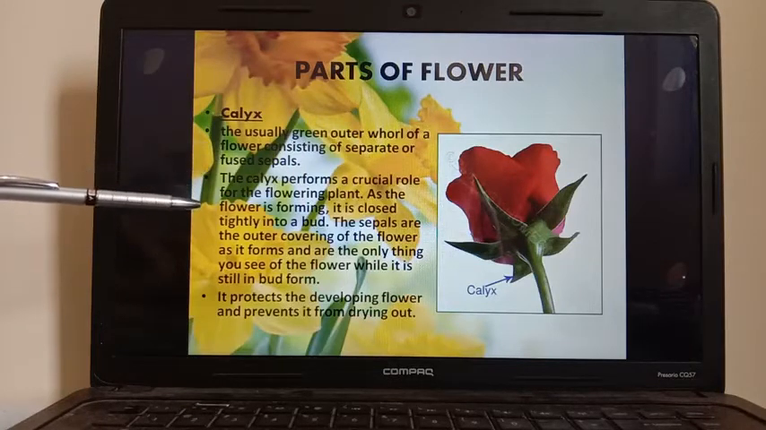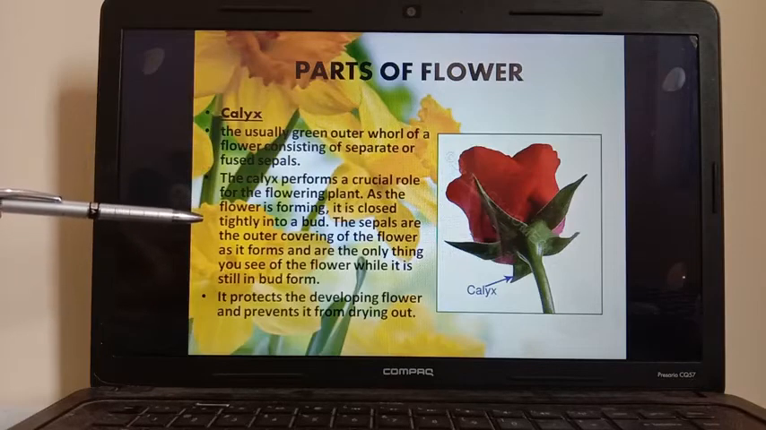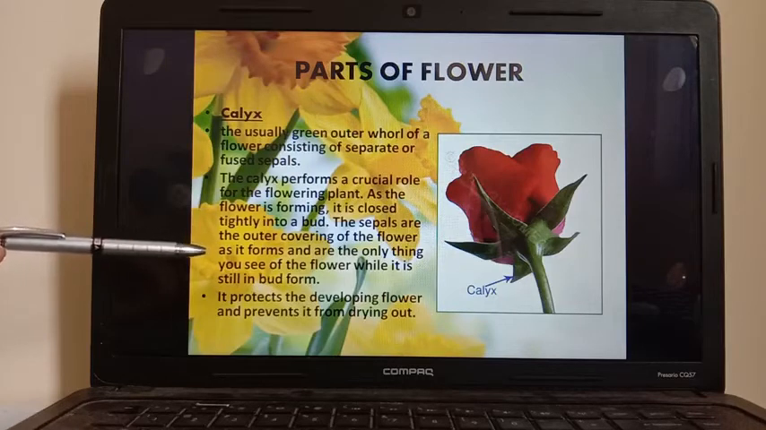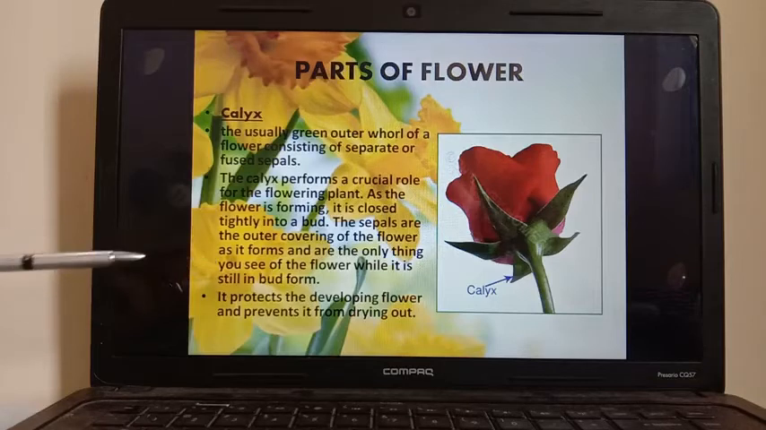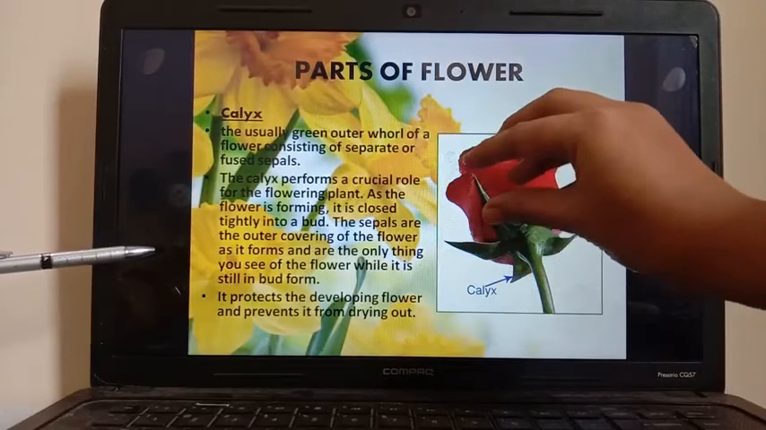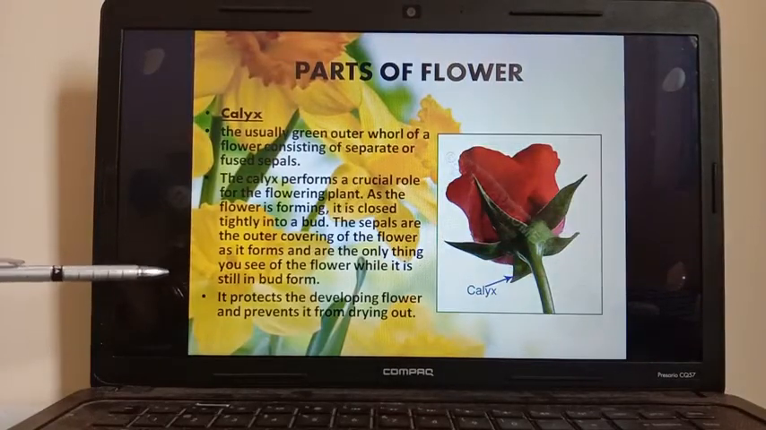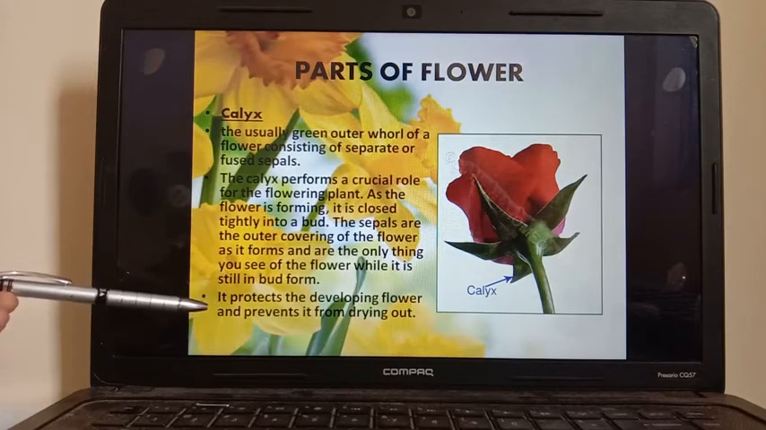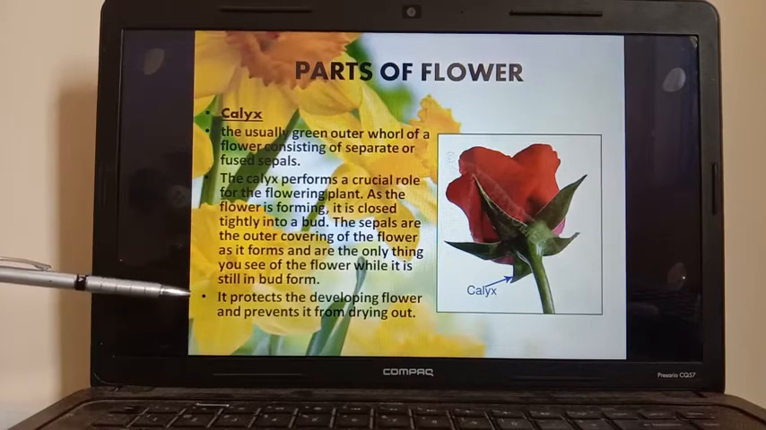As the flower is forming, it is closed tightly into a bud. I think you all have seen the bud when the flower is in bud form. The sepals are the outer covering of the flower as it forms and are the only thing you see of the flower while it is still in bud form. So when the flower is in bud form, the sepals cover and protect the flower. You can see here it protects the developing flower and prevents it from drying out.